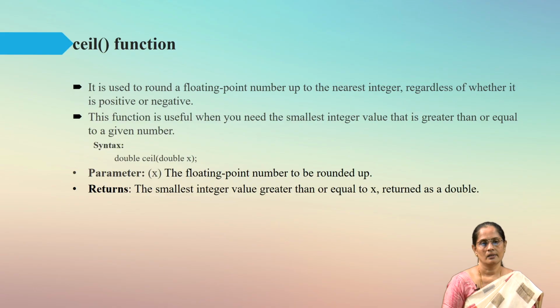Then coming to the absolute and rounding functions, we will be focusing on the ceil and floor functions. The ceil function is used to round a floating point number up to the nearest integer regardless of whether it is positive or negative. This function will help us find the smallest integer value that is greater than or equal to a given number.